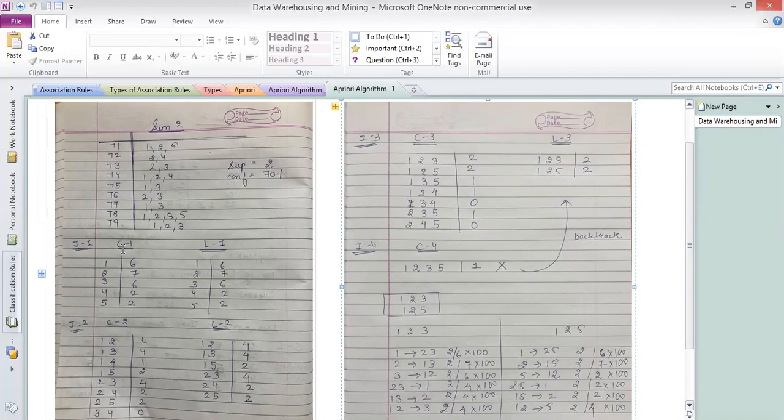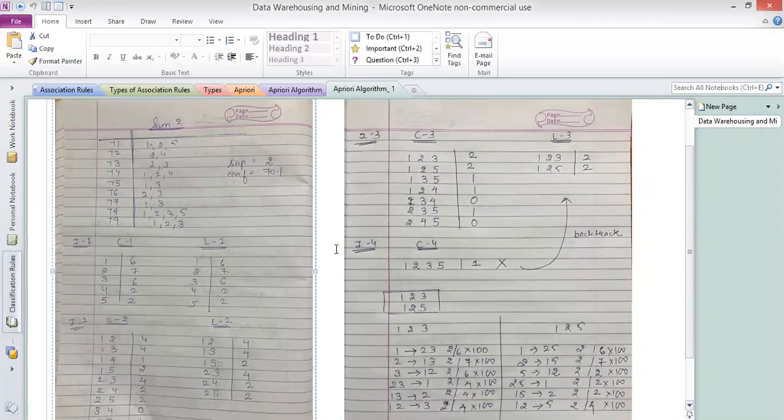Okay, so what we do is, first of all, you will list down all the unique items. I've done that, and you count their occurrences. So for 1, it is going to be 1, 2, 3, 4, 5, and 6. For 2, it is going to be 1, 2, 3, 4, 5, 6, and 7. For 3, it is going to be 1, 2, 3, 4, 5, and 6. For 4, it is going to be 1 and 2. And for 5, it is going to be 1 and 2.